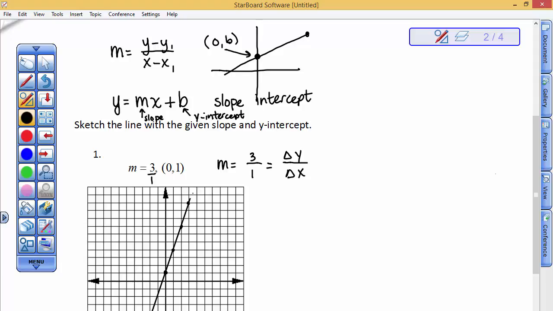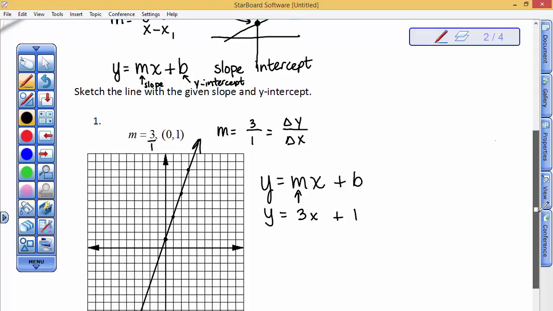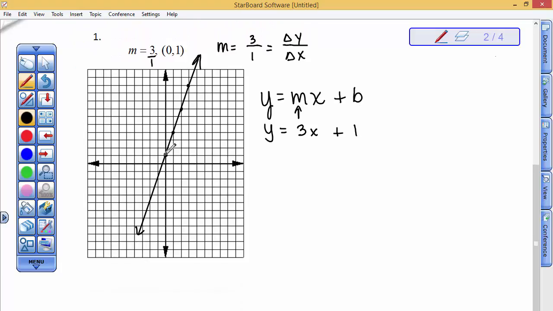And finally, the name of this equation, if I were to use this mx plus b form, is y equals, I'll substitute a 3 in for the slope. I'm going to substitute in a 1 because it's the y value on that y-intercept. And then, do you see this ordered pair right here? That ordered pair is x is 1, y is 4. So I'm just going to check x is 1, y is 4 in this equation and see if it checks. And sure enough, it does.